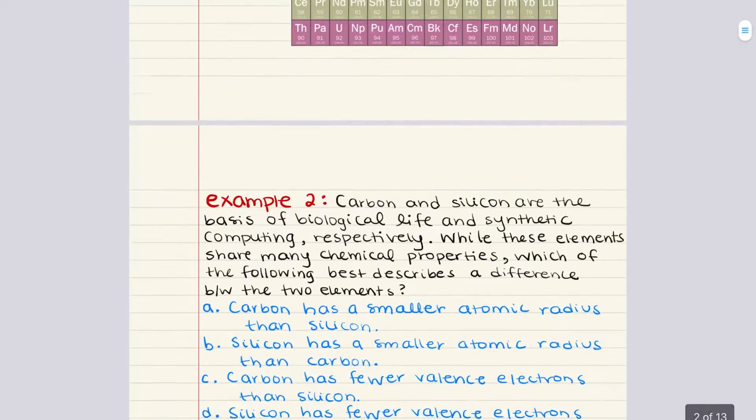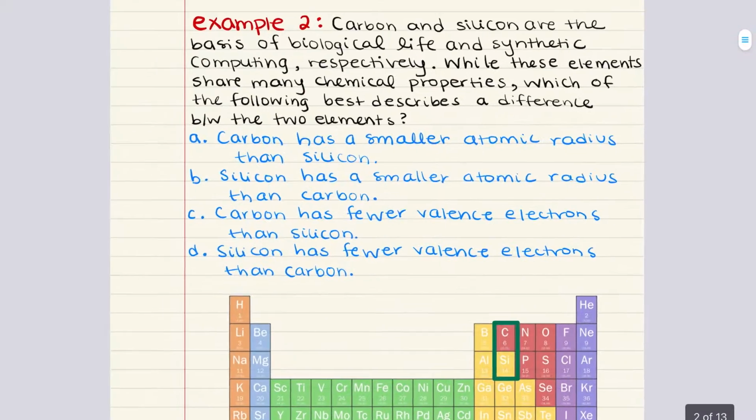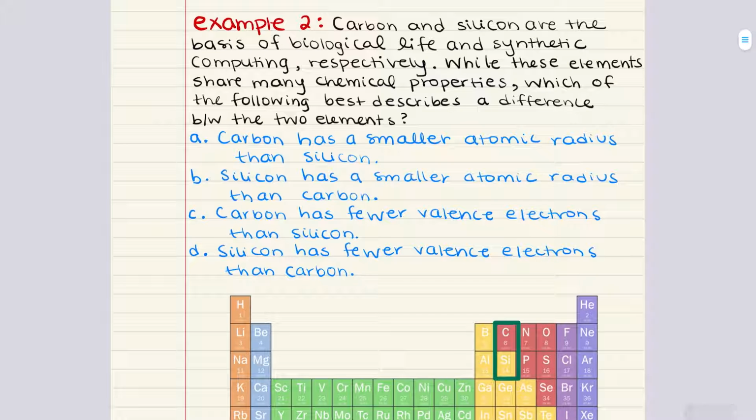Now, let's move on to problem 2. Problem 2 says carbon and silicon are the basis of biological life and synthetic computing, respectively. While these elements share many chemical properties, which of the following best describes a difference between the two elements? Now, carbon and silicon are right here. They are in the same group. They're located in group 14.